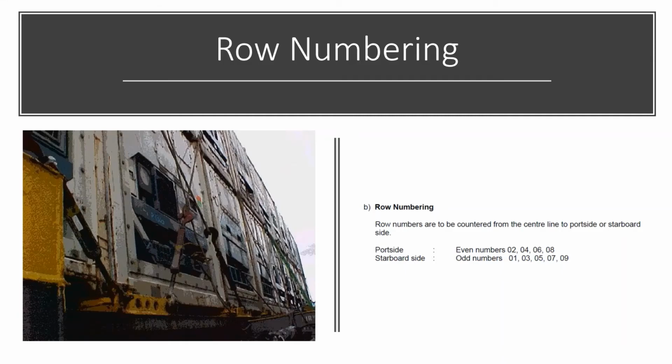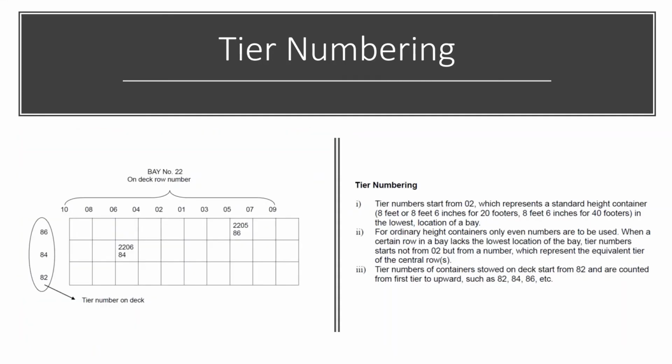Like I've told you, the row numbers, the even numbers, are normally on the port side, and the odd numbers are normally on the starboard side. So on the port side, you will have all the row numbers like 2, 4, 6, 8, and on the starboard side you will have the odd numbers like 1, 3, 5, 7, 9 that you can see here on your screen. Now normally these are the ones designated to the hatch cover. So the containers are loaded on the hatch covers and these row numbers are designated to those containers.